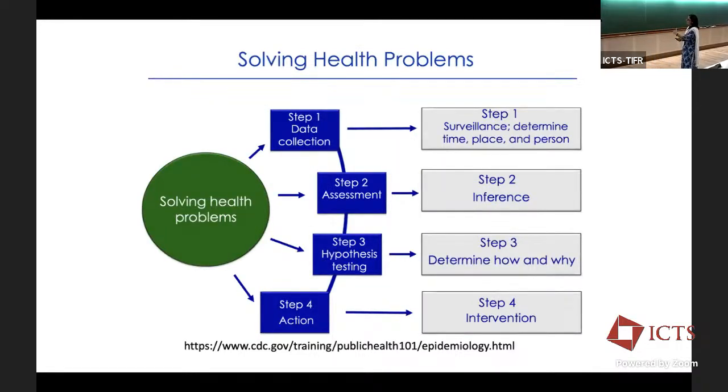So now, what are the steps in solving health problems? You start with data collection. And as I told you, data can be collected through different methods. You can collect it through surveys. You can collect it through different clinical systems. Now we have EHRs.